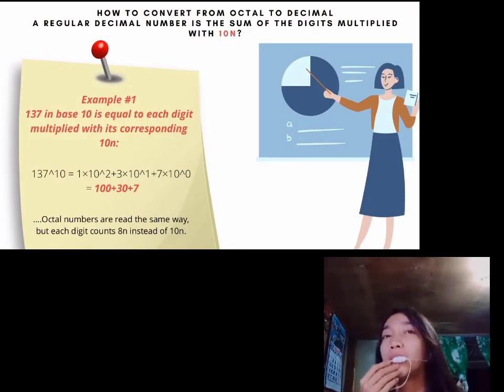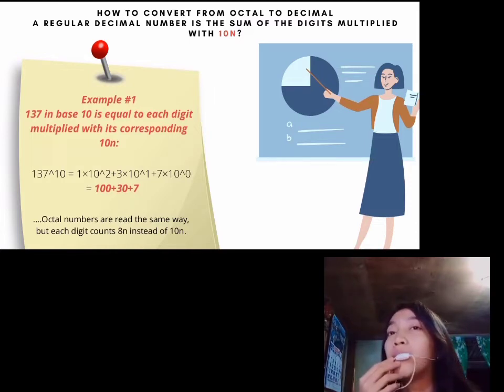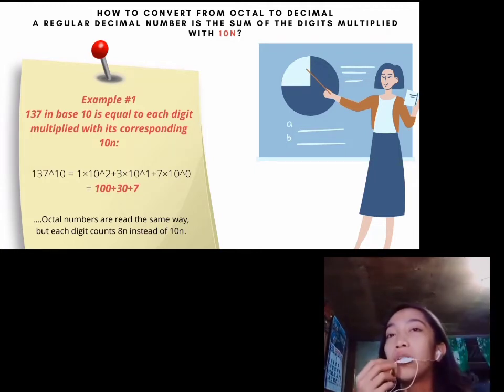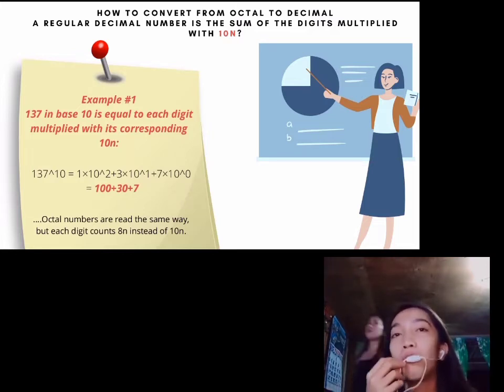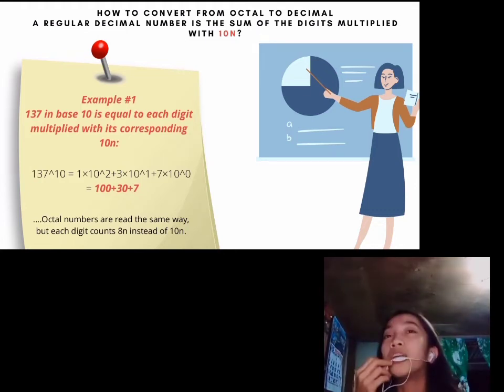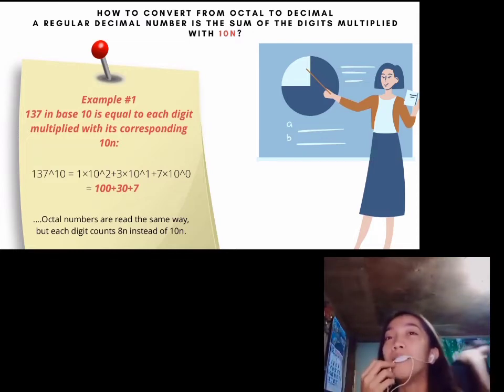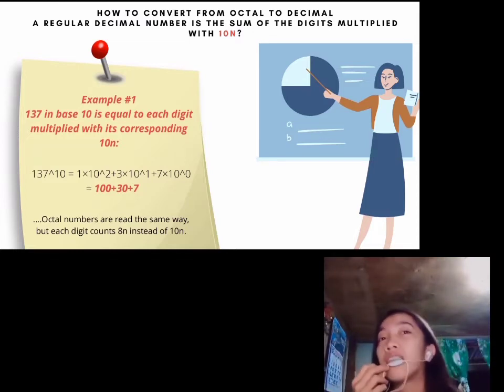A regular decimal number is the sum of the digits multiplied by powers of 10. Example number 1: 137 in base 10 is equal to each digit multiplied with its corresponding power of ten. 137 in base 10 is equal to 1 times 10 raised to the power of 2, plus 3 times 10 raised to the power of 1, plus 7 times 10 raised to the power of 0, which is equal to 100 plus 30 plus 7. Octal numbers are read the same way, but each digit counts 8 to the n instead of 10 to the n.